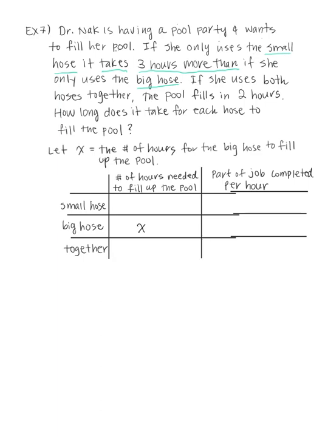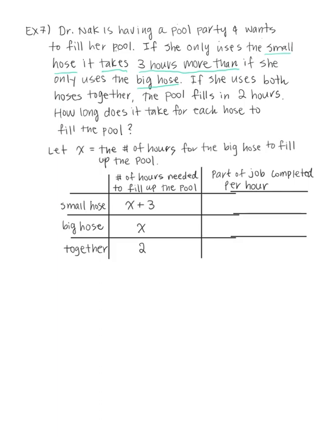Now let's reread the problem again. It says the small hose takes 3 hours more than the big hose. So this should be x plus 3. And it says that together, if I use both hoses together, the entire pool fills up in 2 hours. So here we go. And now let's deal with the second column. The second column is for the part of the job completed per hour. The job meaning fill up the pool.